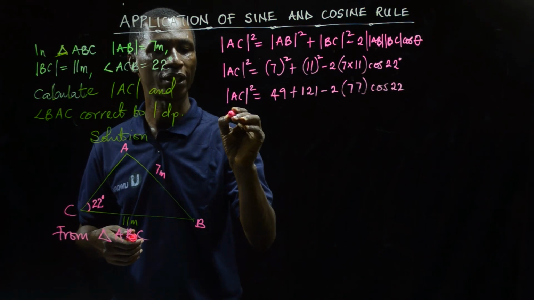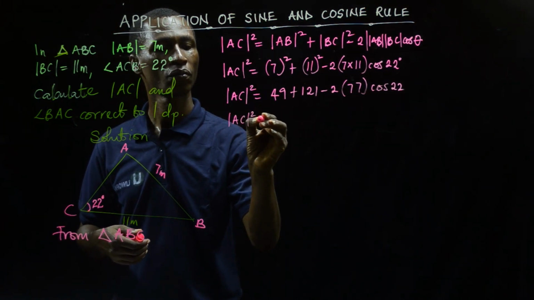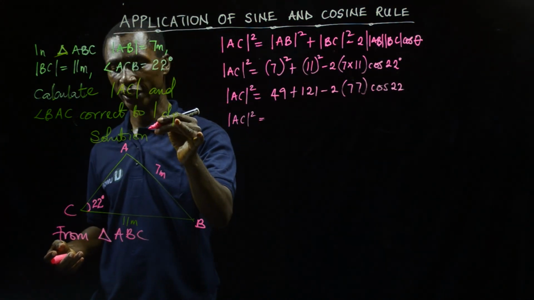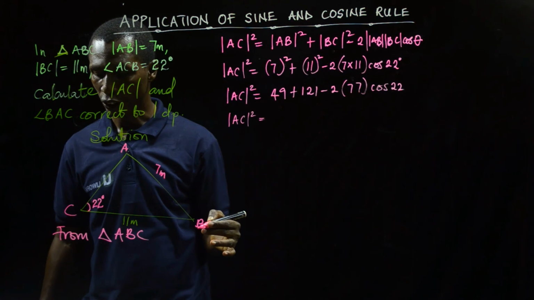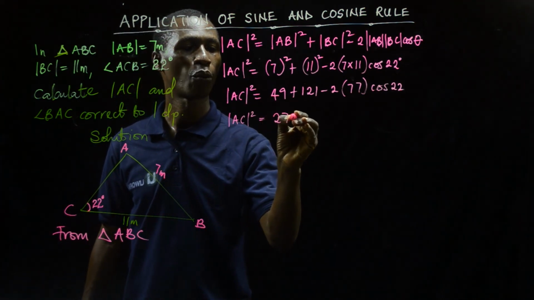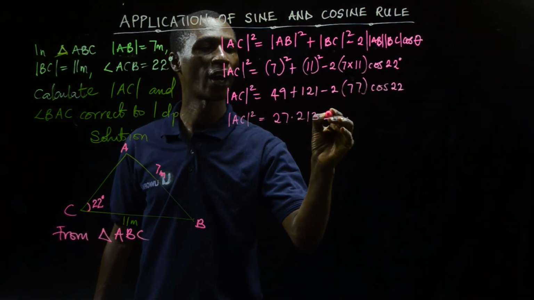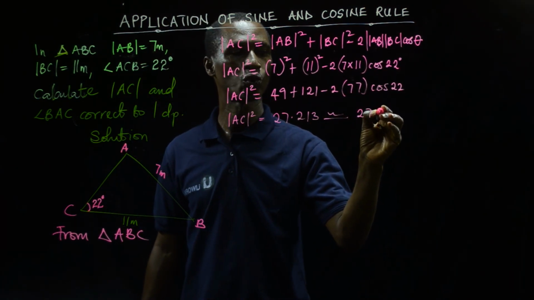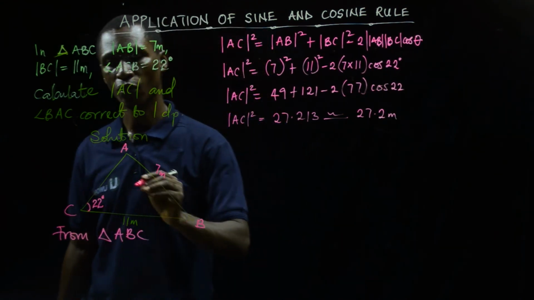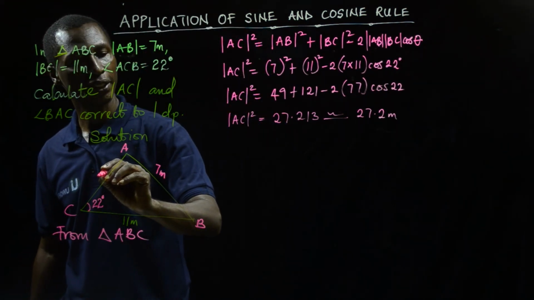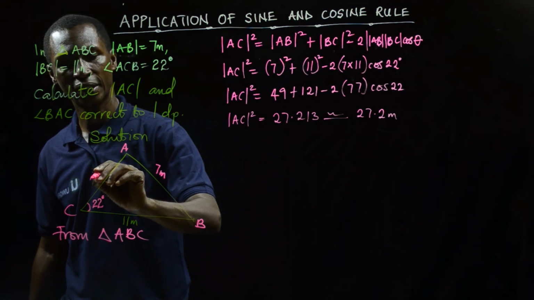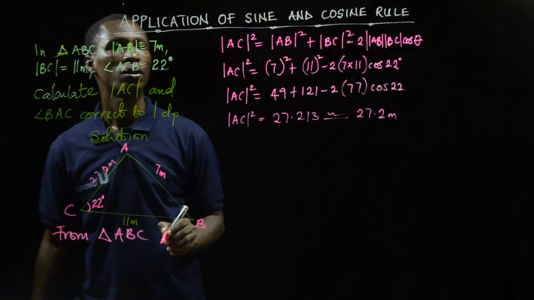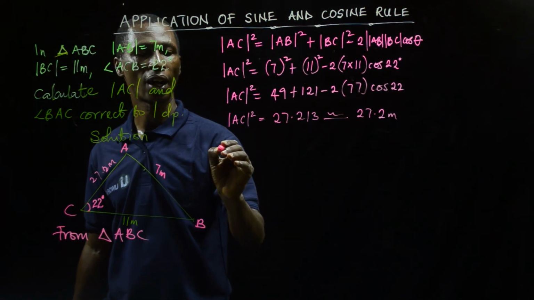So AC squared is equal to 27.213, and you are supposed to leave your answer correct to 1 decimal place. Rounding to 27.2 meters, that is the value of AC. Good. Then you come to the second part.